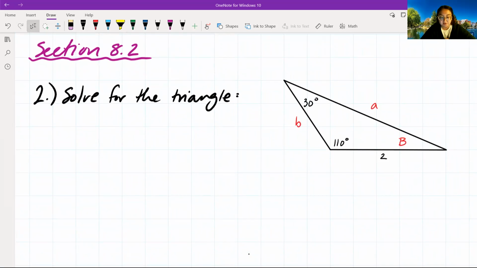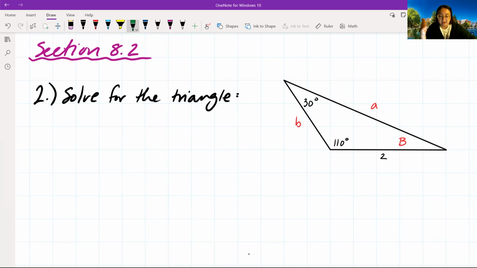So for section 8.2, we want to solve this triangle that we were given. It has a side length of 2, one angle measurement of 110 degrees, and another angle measurement of 30 degrees. The values we're solving for in this case are capital B, lowercase b, and lowercase a. So we need to use the values that we are given in order to solve for them.